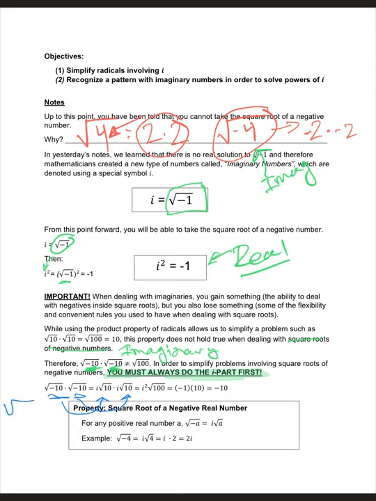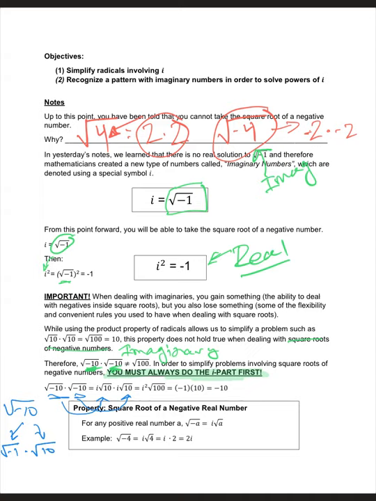So, square root of negative 10, okay? Based on our product property, we can pull radicals apart. So, hopefully you all agree with me that the square root of negative 10 is the same thing as the square root of negative 1 times the square root of 10, right? Because if I were to multiply these two together, I would be left with the square root of negative 10.